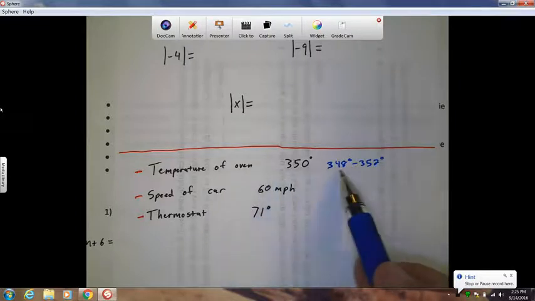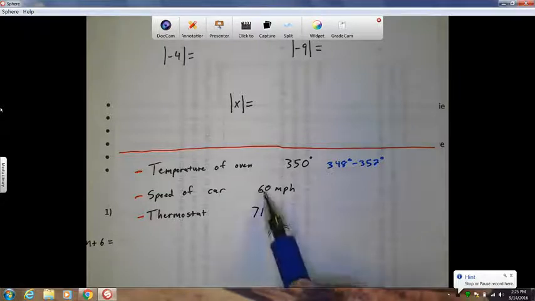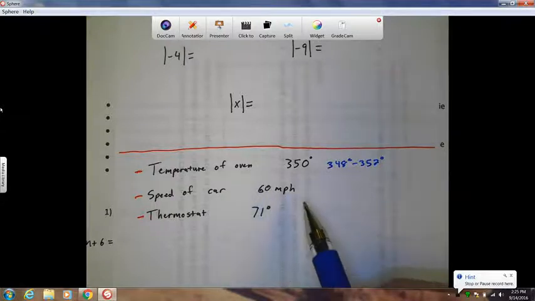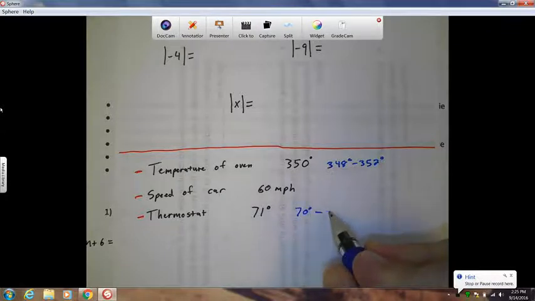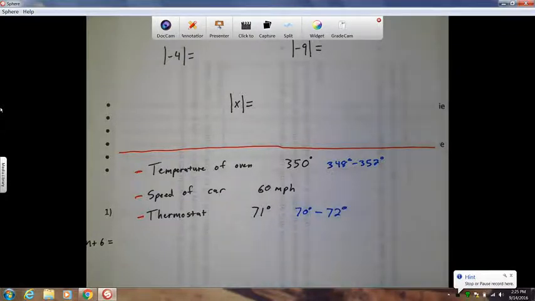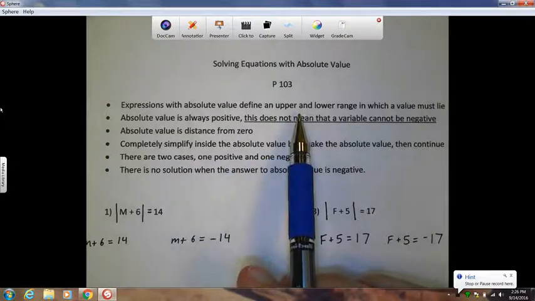These are situations that have absolute value. Same thing with the speed of a car. The speedometer might say 60, but maybe it's about 60 and a half or close to 61. The thermostat in a room. So in my classroom, it can go to any of these temperatures, 70, 71, 72, so there can be a 1 degree difference before the heater or the air conditioning will even turn on. So that's what we're talking about, an upper and lower range where a value must be.